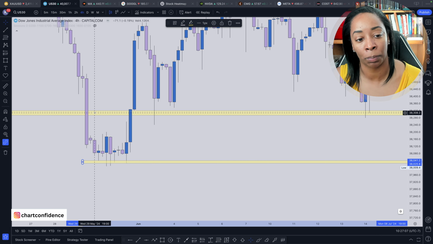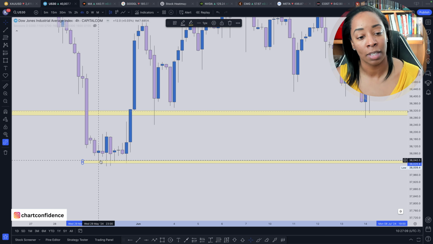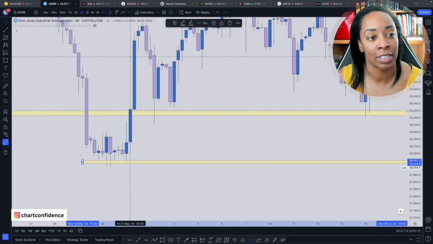So I wanted to mark that off because this is not really a minor level, but more of a significant level. It broke this strong level, but the fact that it came down and rejected all these times and then pushed up is very significant.